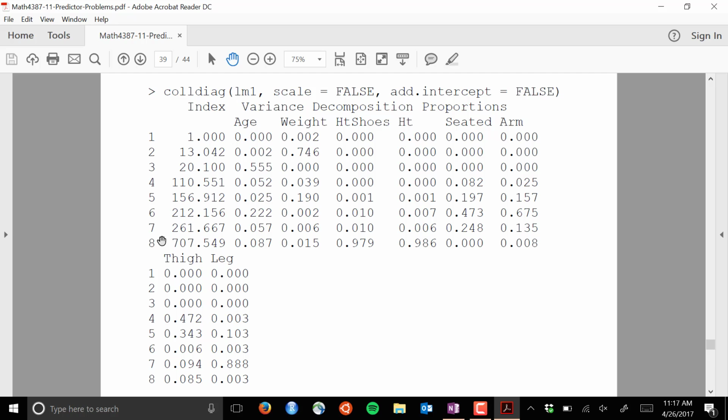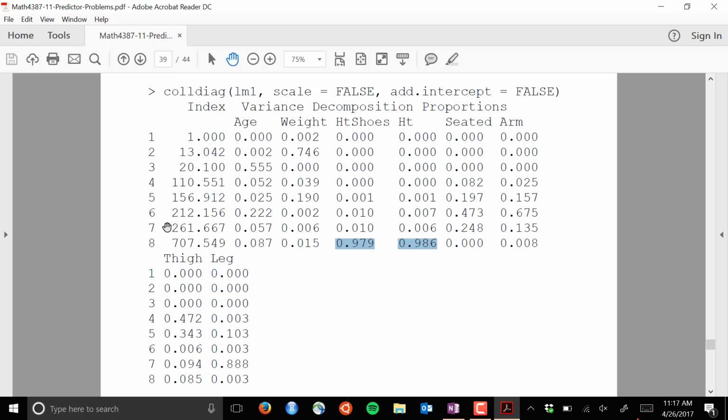So for example, if we look at this row here, which corresponds to the condition number, we can see that both height shoes and height have very large variance decomposition proportions. Both of them are actually very close to 1. This would indicate that there's a problem with collinearity between height and height shoes.